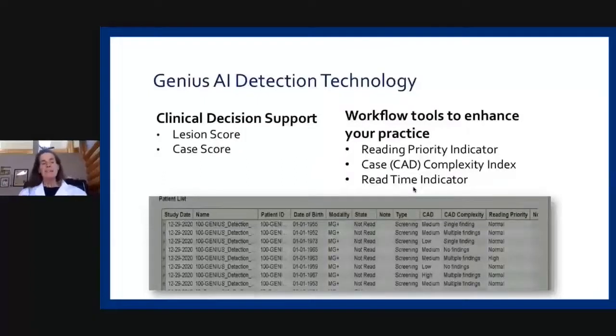The nice thing about this Genius AI technology is that it can be used differently based on your practice. There's a lot of information that's available, and how you choose to use it is completely up to you. It gives you things such as a lesion score, an overall case score, a reading priority indicator, a case complexity index, and then a read time indicator. So again, being able to implement this into your practice in some fashion is really going to be key to how you utilize it.